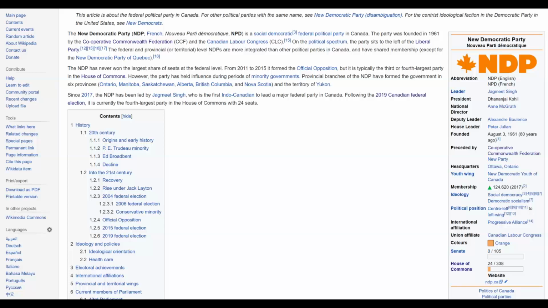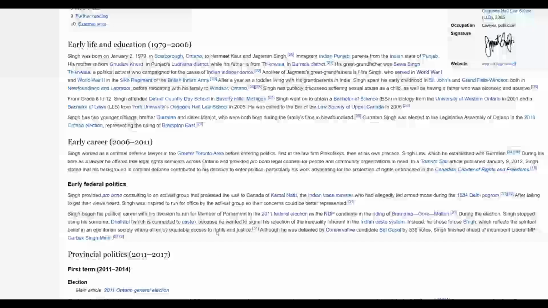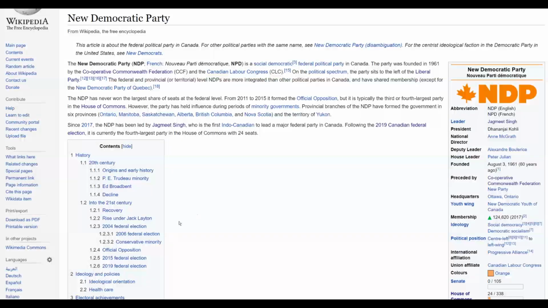They're currently led by this gentleman, Jagmeet Singh, wearing his golden bicycle thing there, and he is just insufferable. Maybe we can talk about that some other time.